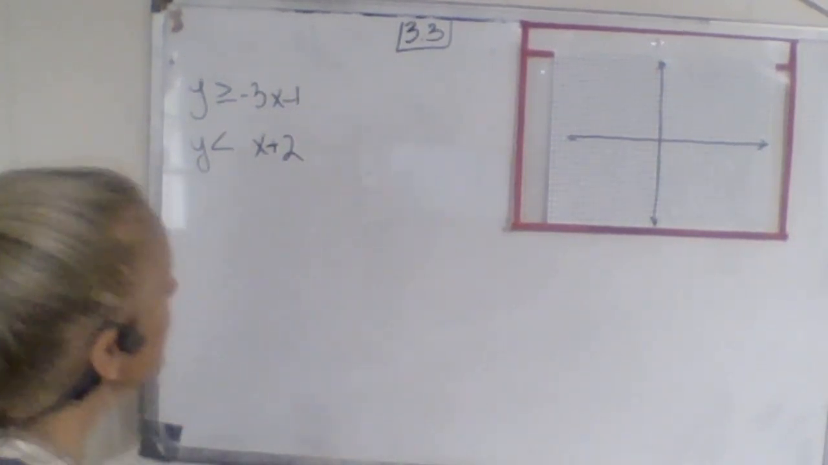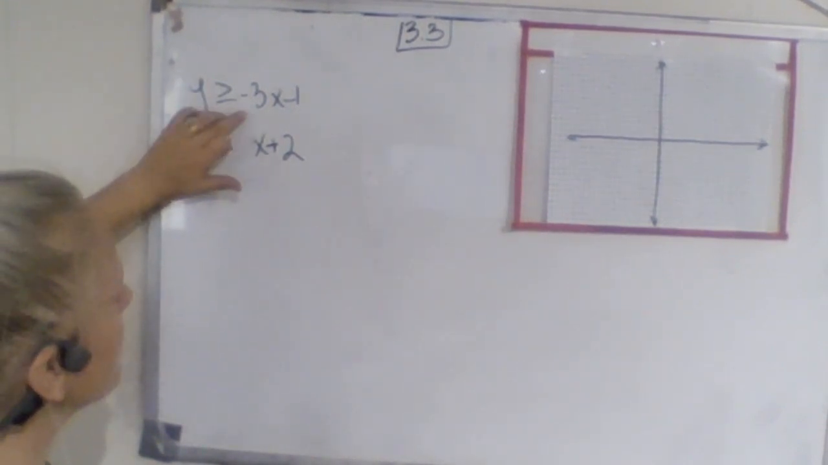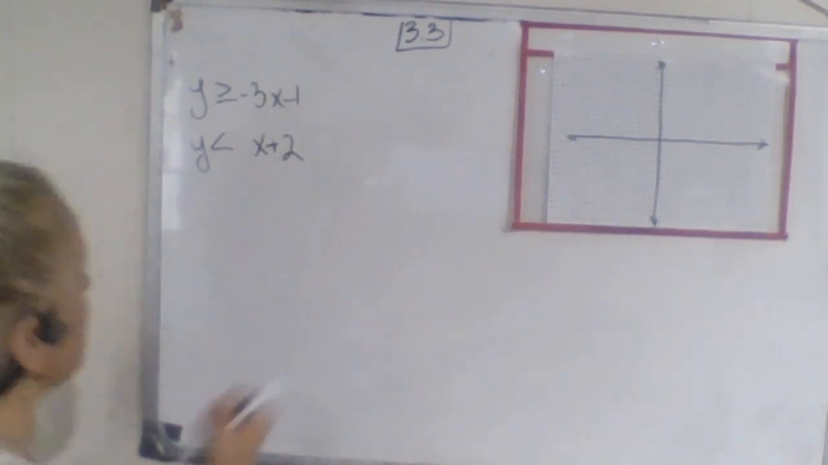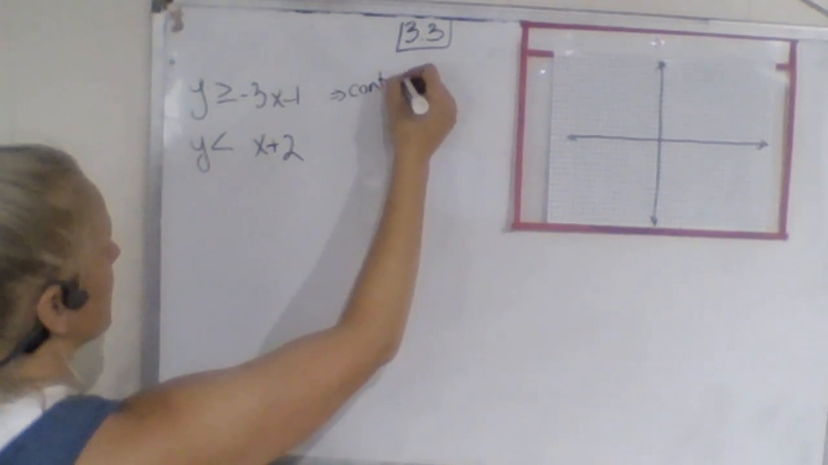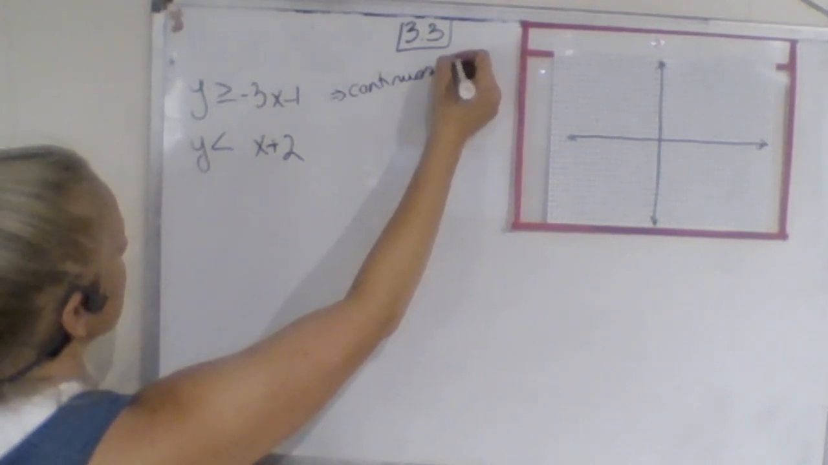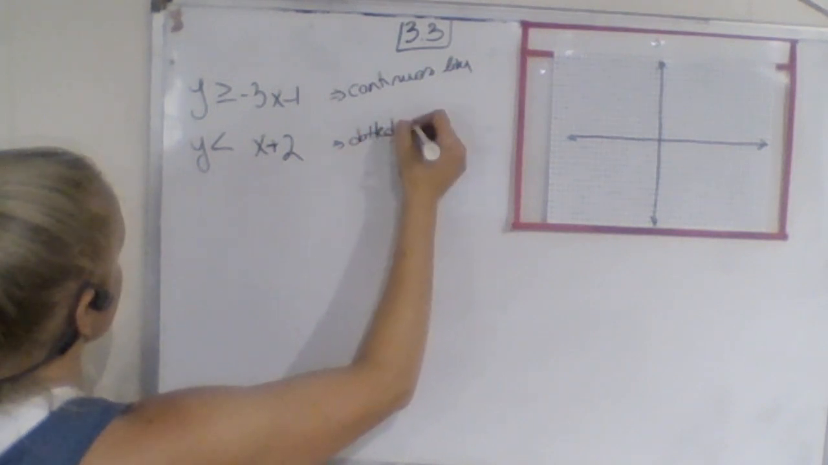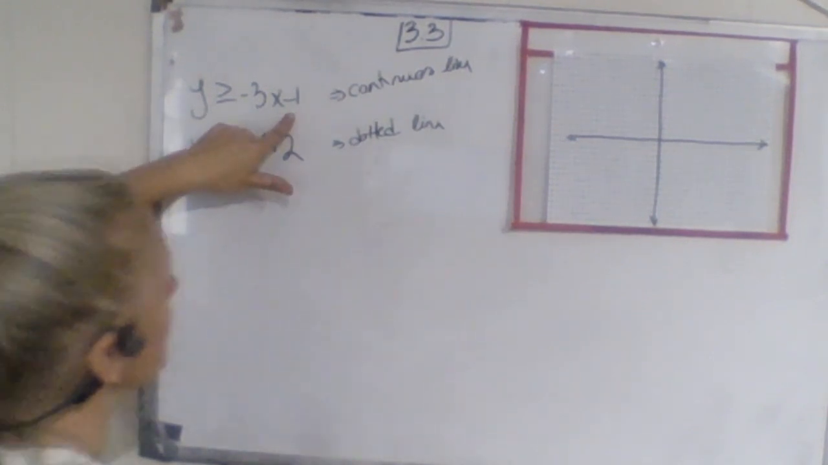We're going to go ahead and look into this together. The first inequality, y greater than or equal to negative 3x minus 1. The first thing I want you to remember is that this is going to be a continuous line. The other one is going to be a dotted line. Why? Because it is just less than. Okay, this is just one-on-one graphing. Look at the first one.